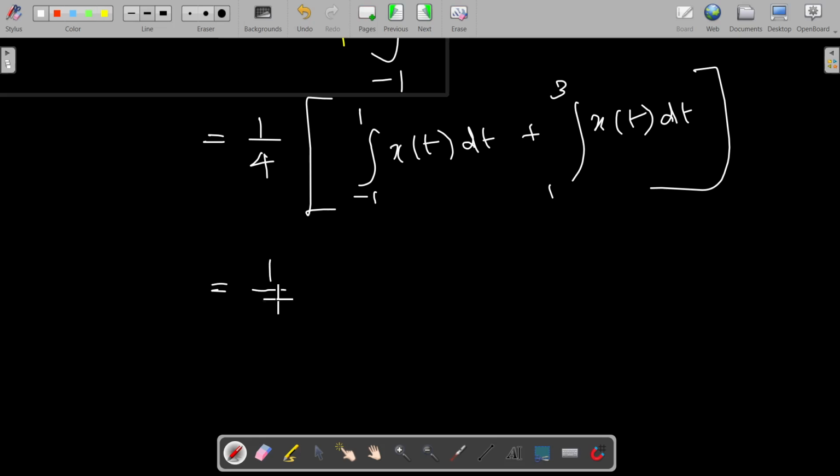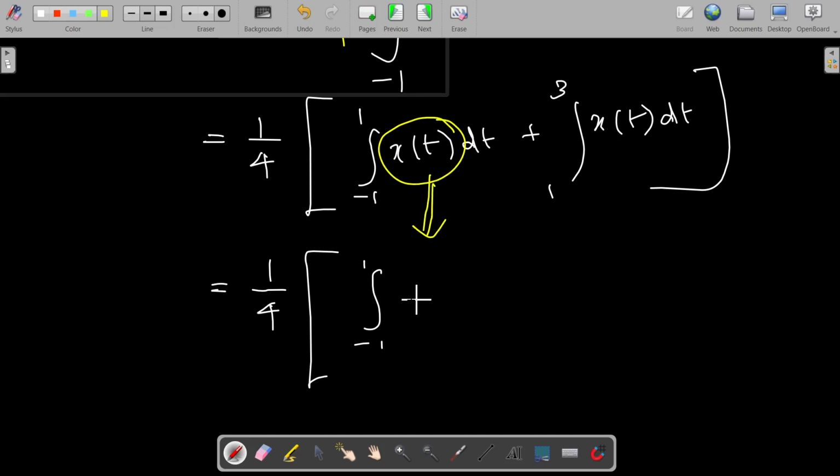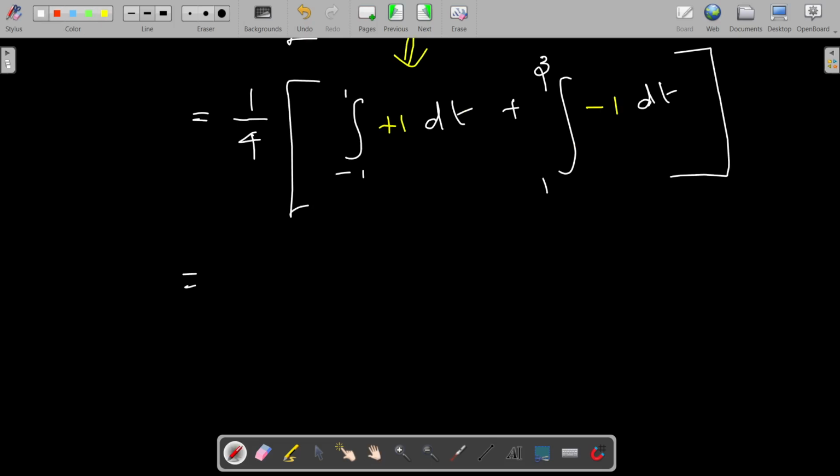So that is equal to 1 by 4. This is integral -1 to 1. Within this period, we know that this x of t value is positive 1, okay, plus 1 into this dt, plus this 1 to 3. In that period, this x of t value is equal to -1. That's how we have evaluated this x of t. So it's nothing but 1 by 4. So it is simply dt, isn't it? 1 into dt is dt.